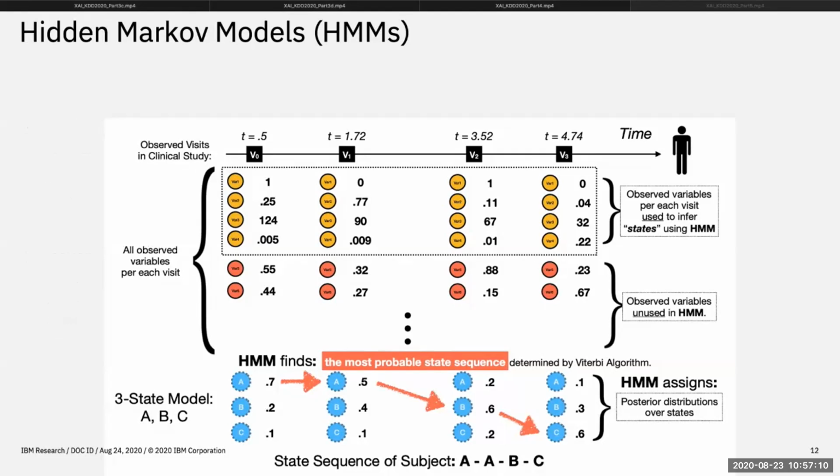Hidden Markov models find the most probable state based on the time or age with the values of the selected variables. Then, the model can assign the most probable state sequence by applying the Viterbi algorithm on posterior distributions over states. The model can summarize patients' disease development using the sequence of states, and the state can be manifested by distribution of values over the selected variables.